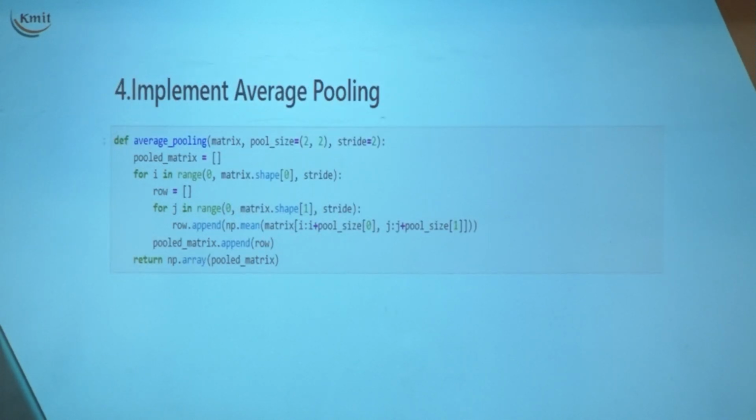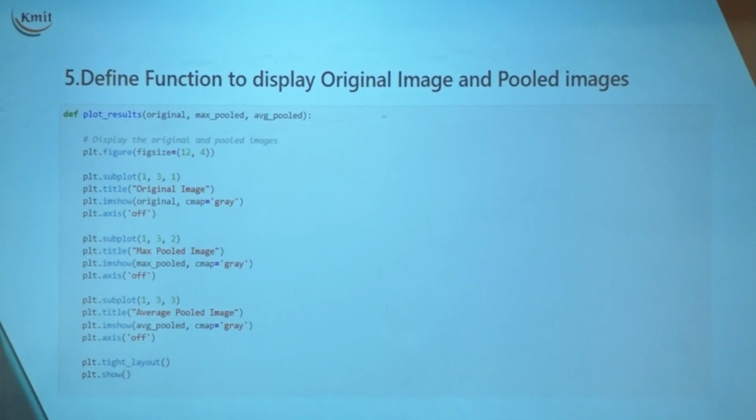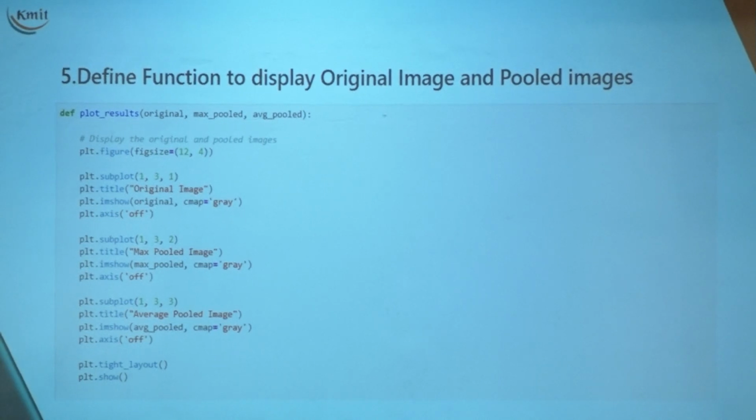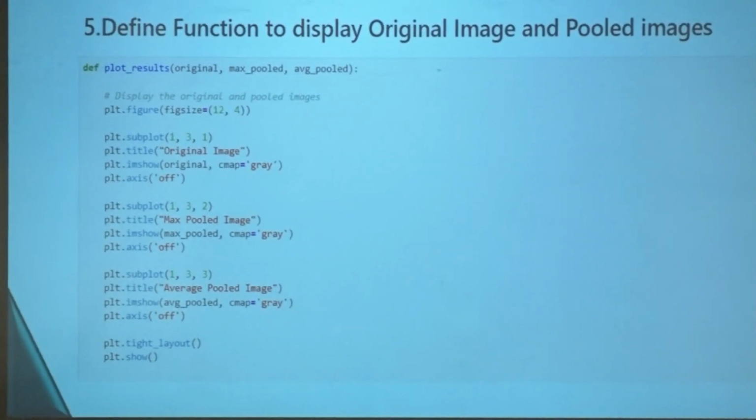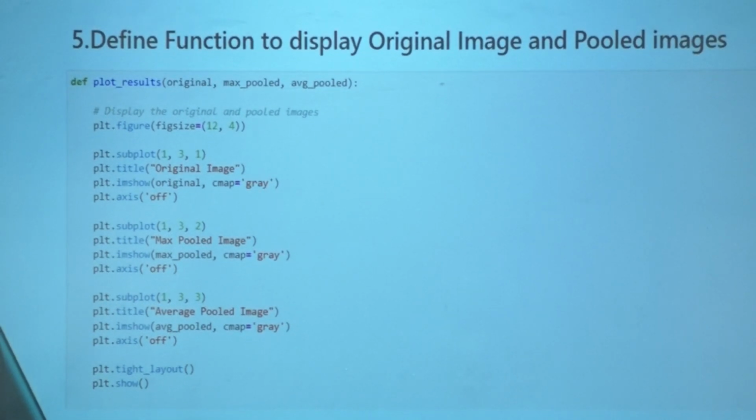After that, you can also implement average pooling. What did I do in average pooling here? Instead of np.max, I use the function np.mean. That's all. The remaining thing would be the same. Display the function on the original image. First I'll display my original image, then the image with average pooling, and the image with max pooling.